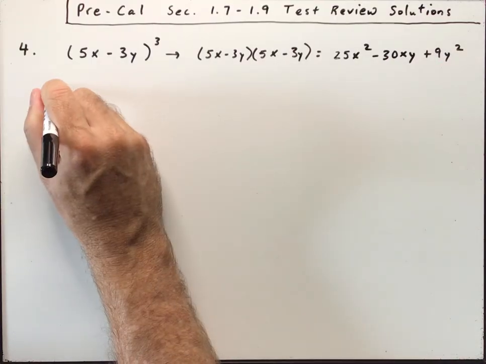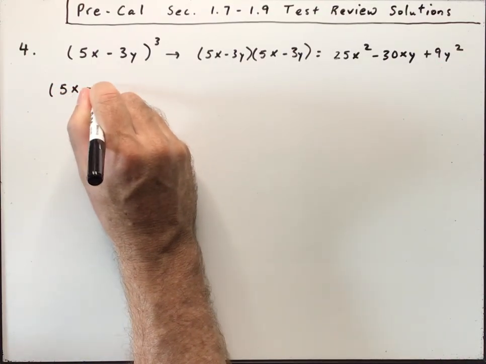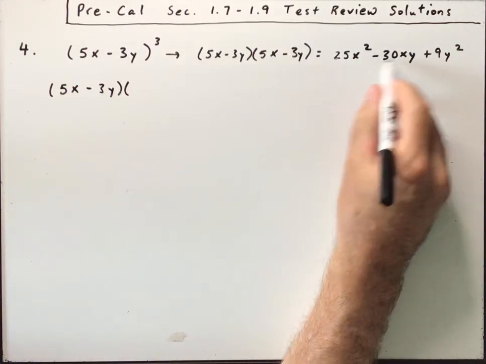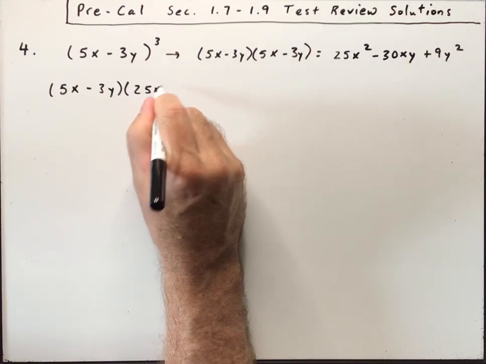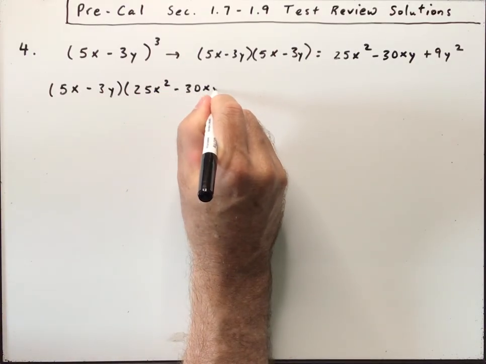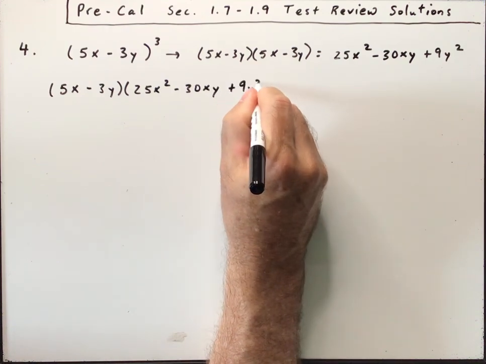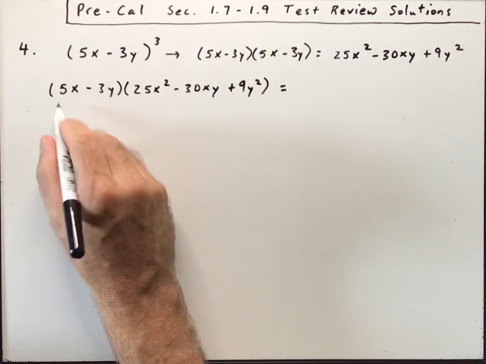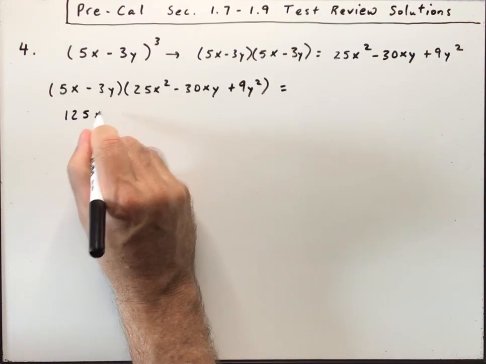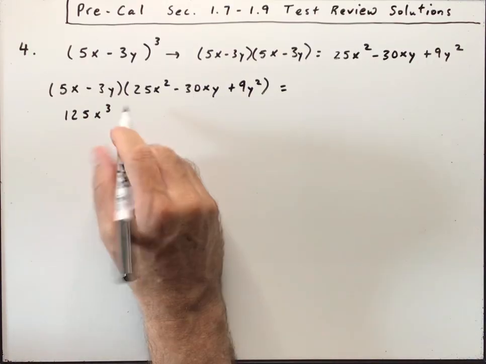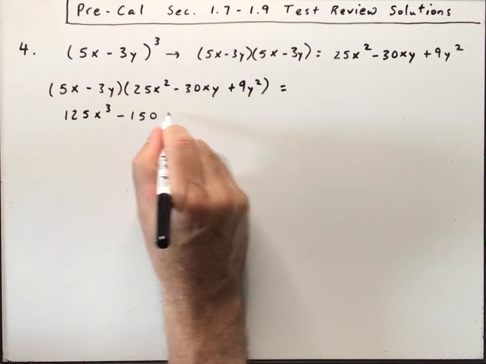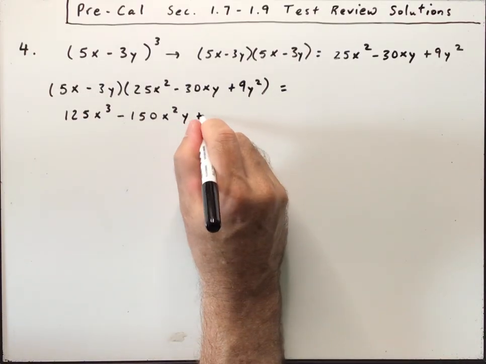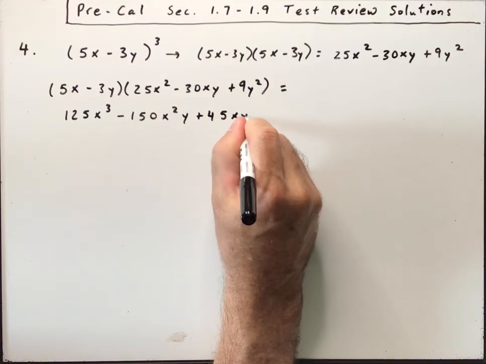So we've squared it, and now we are going to multiply by the third 5x minus 3y. And then multiply it by this. So 25x squared minus 30xy plus 9y squared. So this is going to take us a little bit. I'm going to go ahead and go down a line here. So 5x times 25x squared would be 125x cubed. 5x times negative 30y would be minus 150x squared y. 5x times 9y squared would be plus 45xy squared.